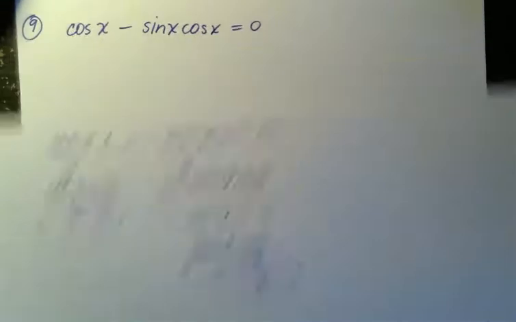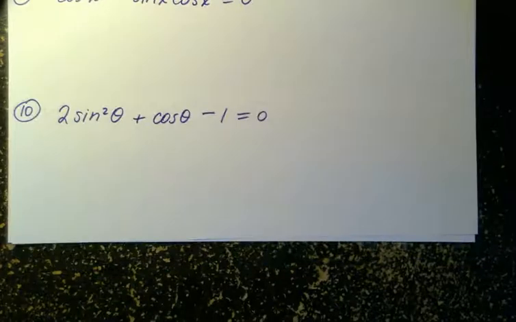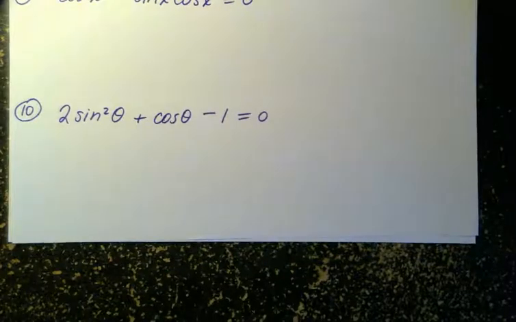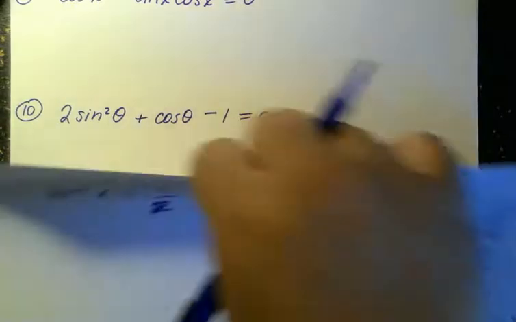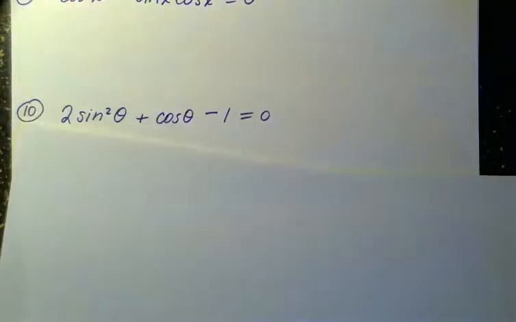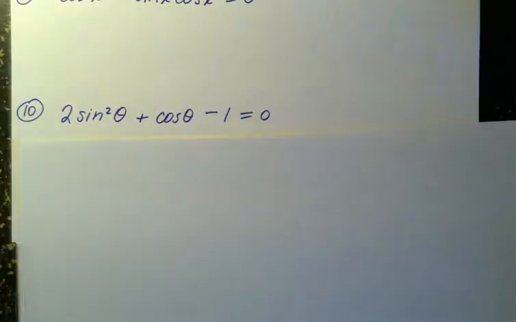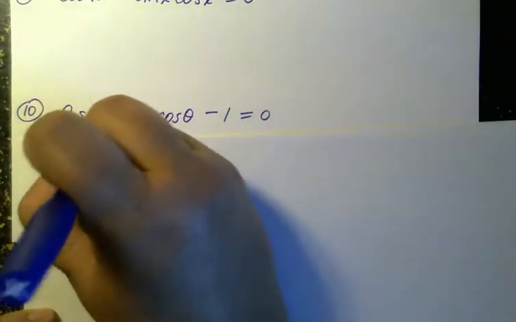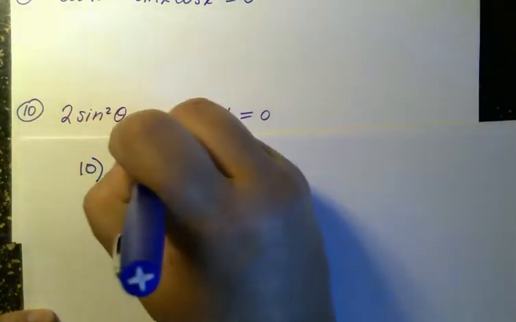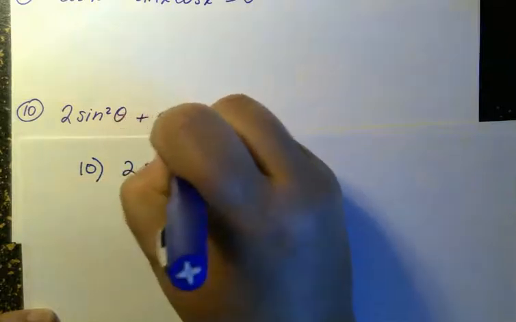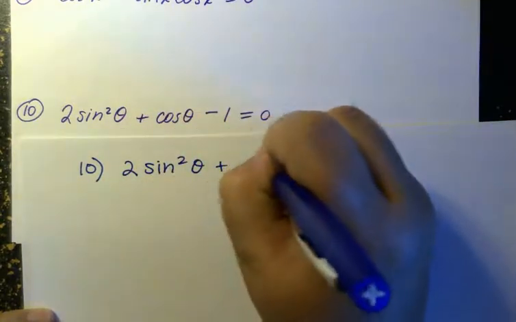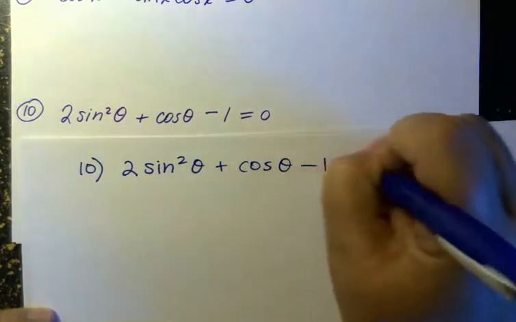And last but not least, we have another one that looks like I need to factor, but oh no, it's got a sine and a cosine, so what am I going to do? Well, I'm not going to be able to factor it. Let me just rewrite it, because I'm at the bottom of my page, and I'm going to run out of space pretty quickly here.